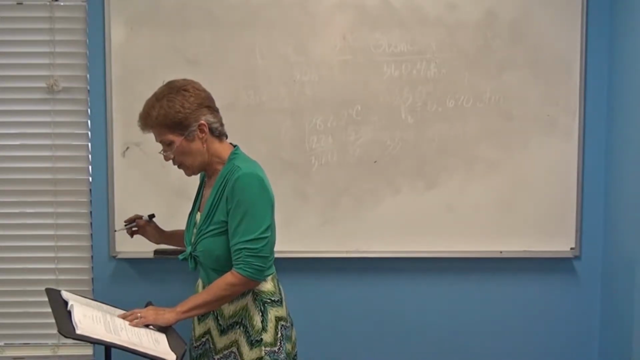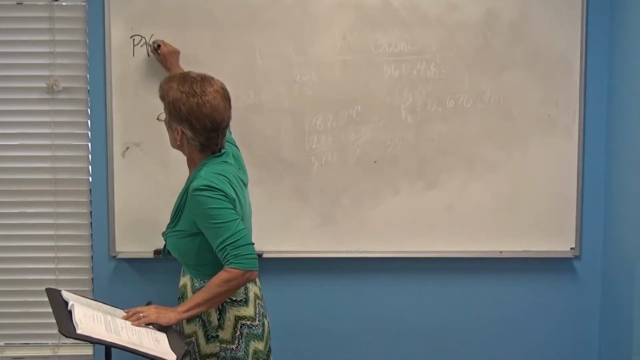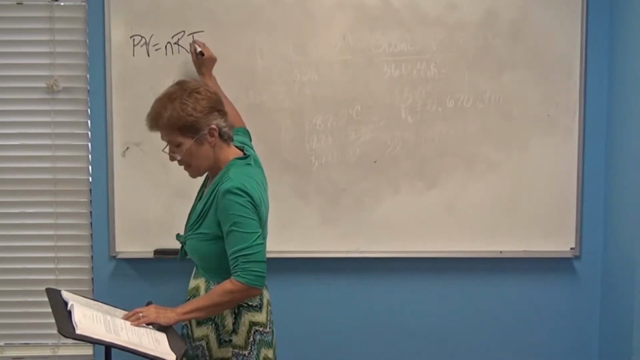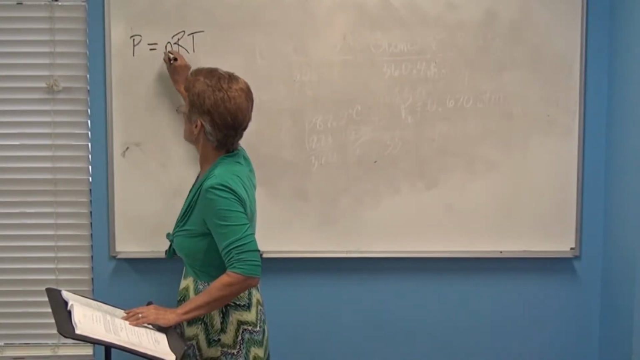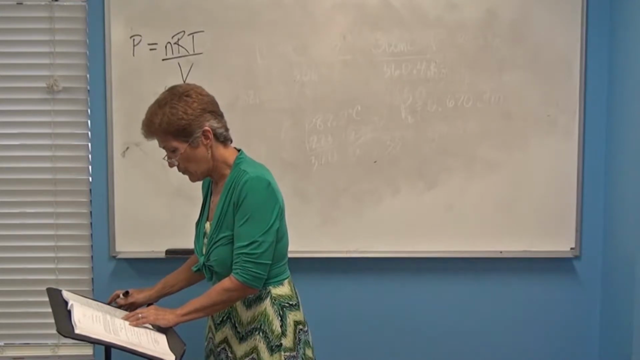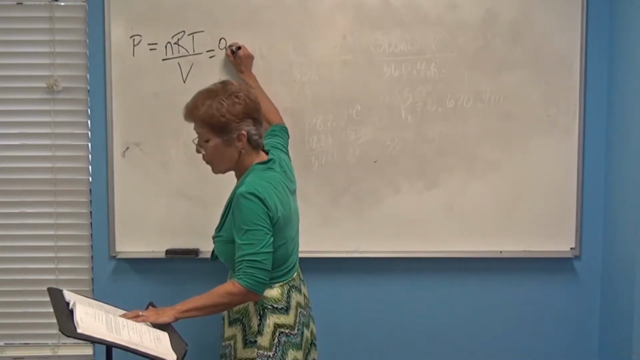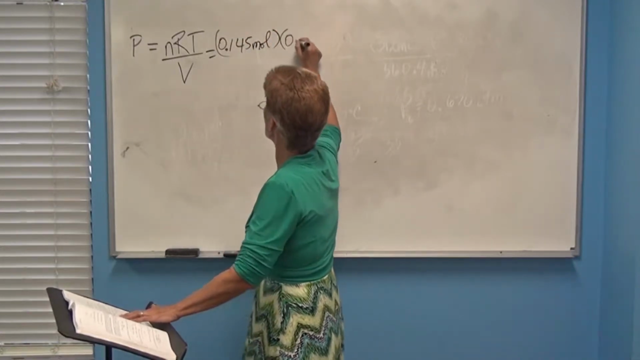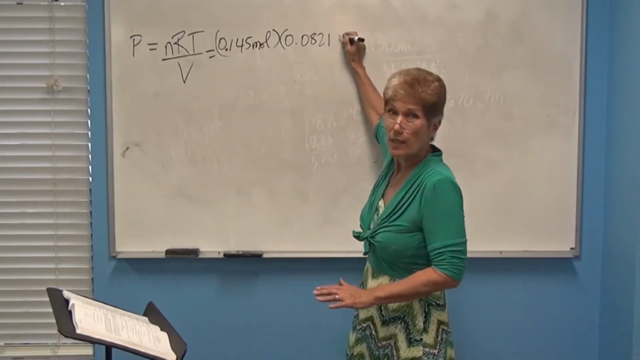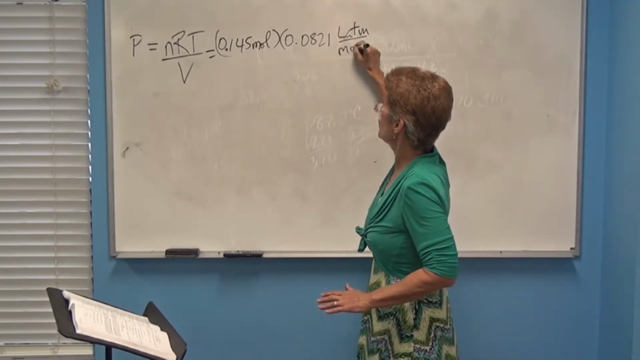Okay, we're going to use the ideal gas law for that, which is PV equals nRT, but we're solving for pressure, so I'm going to divide both sides by V, and that's what we're going to use. It tells us here that the moles are 0.145 moles. We know that R is 0.0821 liters atmospheres per mole Kelvin.